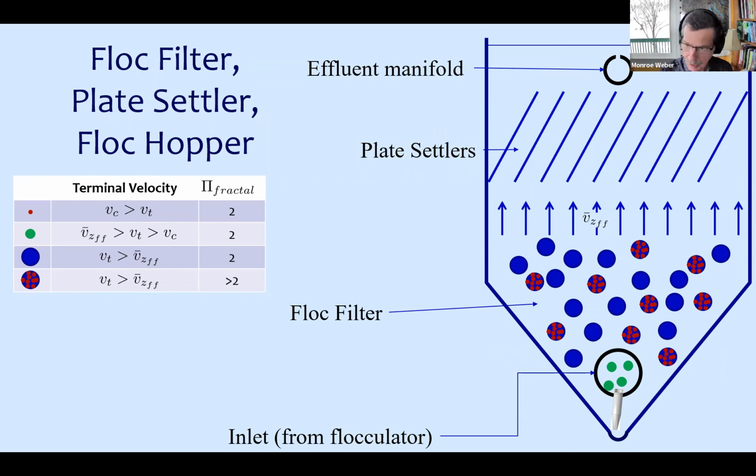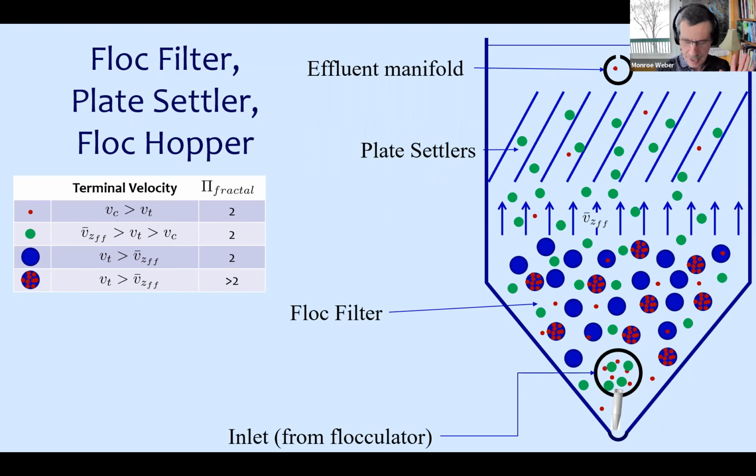then what would happen? Okay, so we have these green guys coming out, and if the velocity gradient is too great, what will happen to those green flocs? They'll be sheared, they'll become smaller, and then they'll turn into the red guys that are settled too slowly and end up not being caught by the plate settlers. So this is one hypothesized failure mode for this kind of a floc filter system and the Albert design, that if the velocity gradient coming out of the diffusers is too high, it'll cause us a problem.